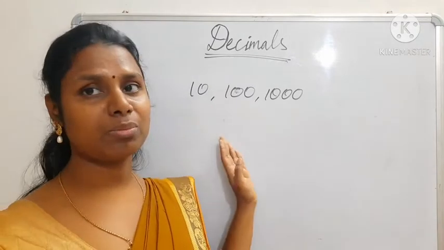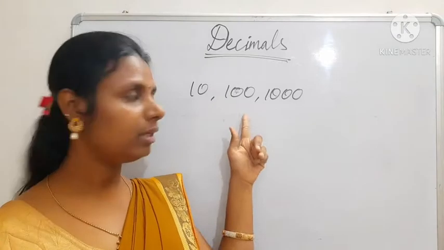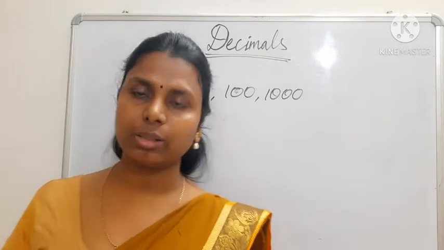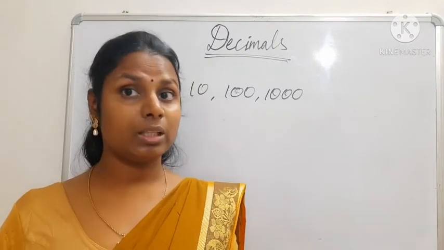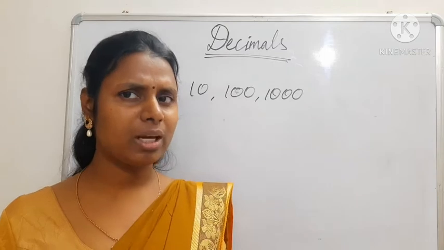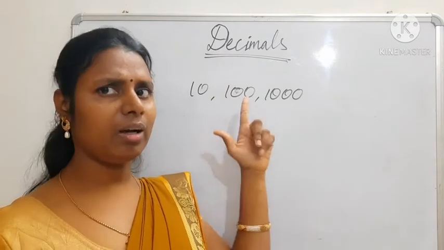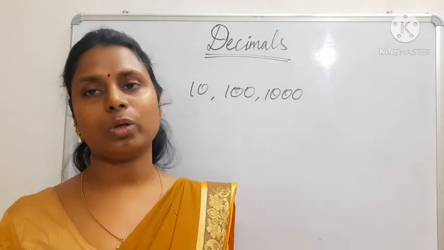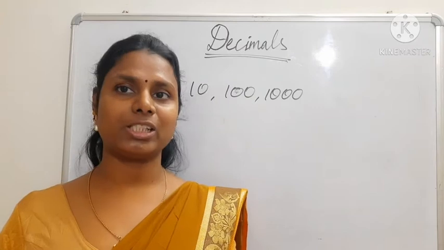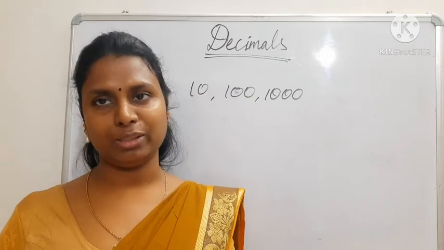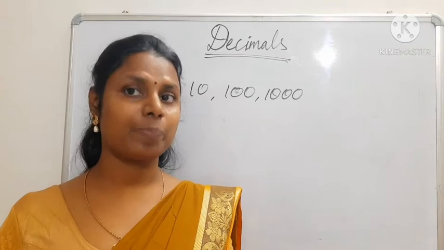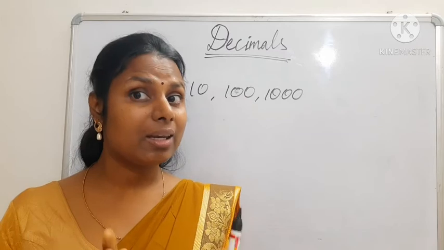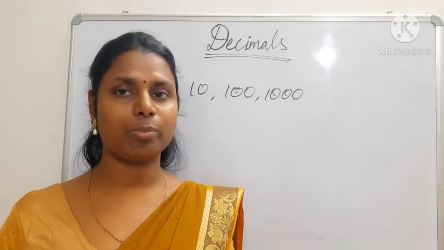The denominator must be 10, 100, 1,000, 10,000, etc., whatever it is, a power of 10. It must be like that. These decimal fractions can be written as decimals. Decimals means less than 1. That you have to remember.